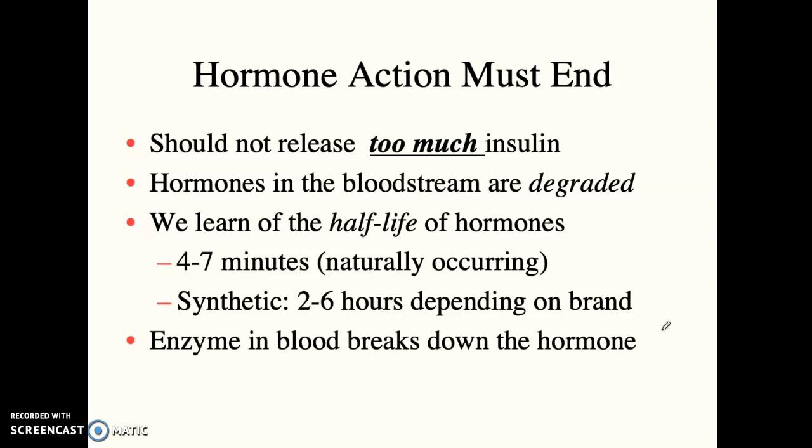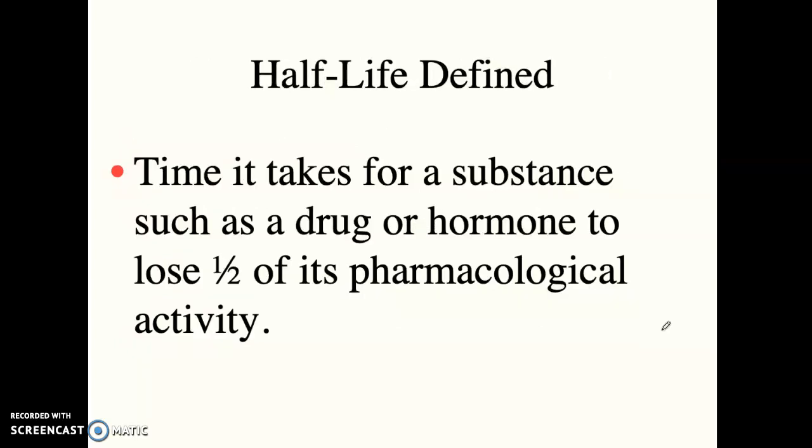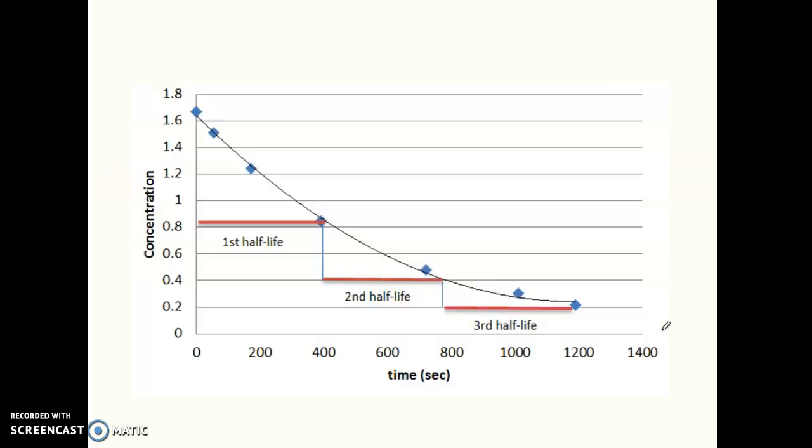There is an enzyme in the blood that will break down that hormone over time. Half-life is defined as the time it takes for a substance, such as a drug or a hormone, to lose half of its pharmacological activity. It's just easier to measure that way, and that's why we talk about half-life. This is a diagram of that, where you have the concentration of whether it's your insulin or some Advil over time. You could measure that and know this is declining, and then you see that you have about half of that component at 400 seconds here.